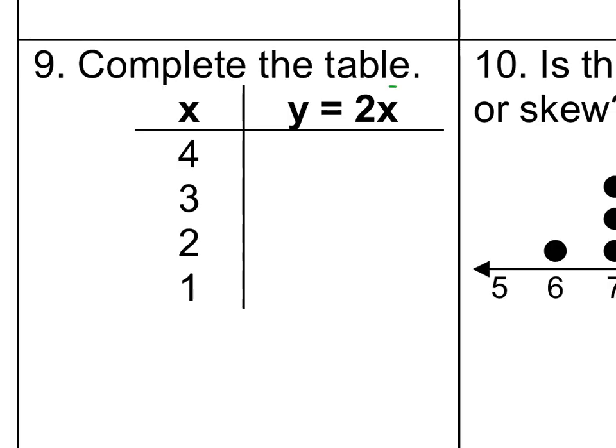If y is 2 times x, then y would have to be 8 if x is 4. y would have to be 6 if x is 3, it would have to be 4 if x is 2, and it would have to be 2 if x is 1.